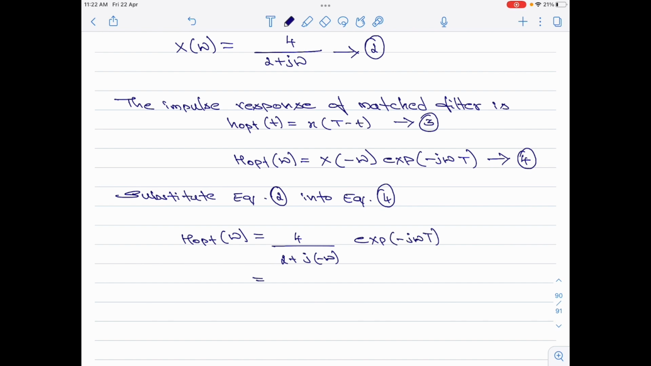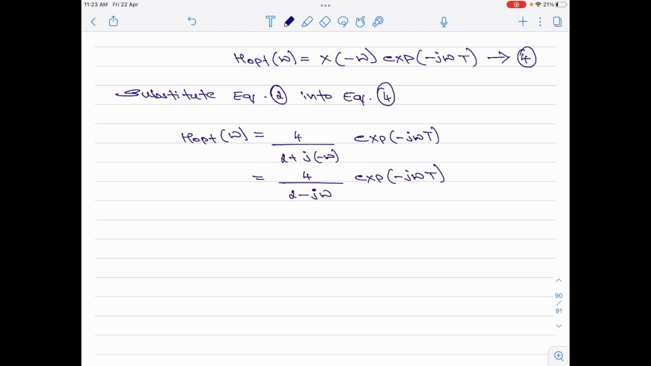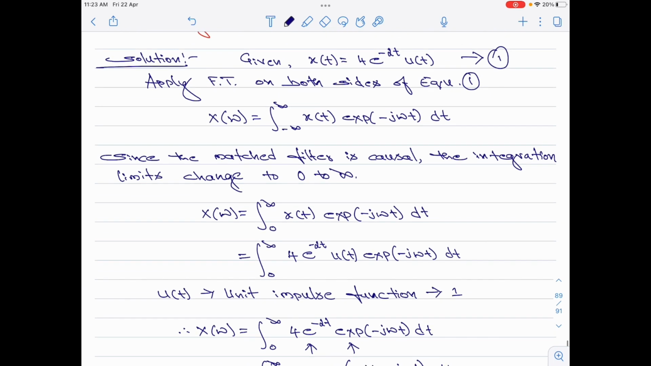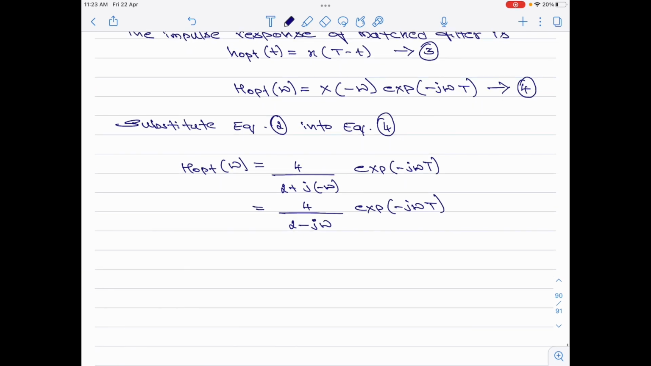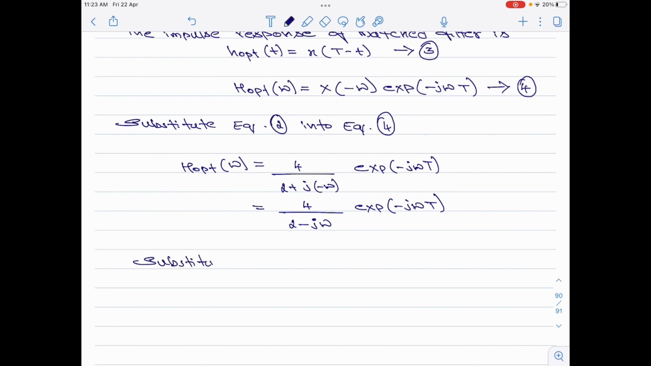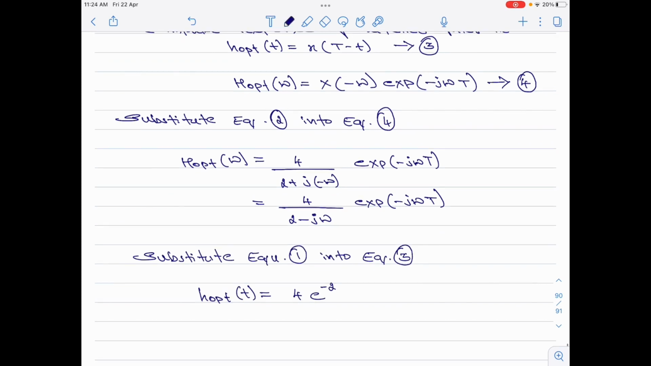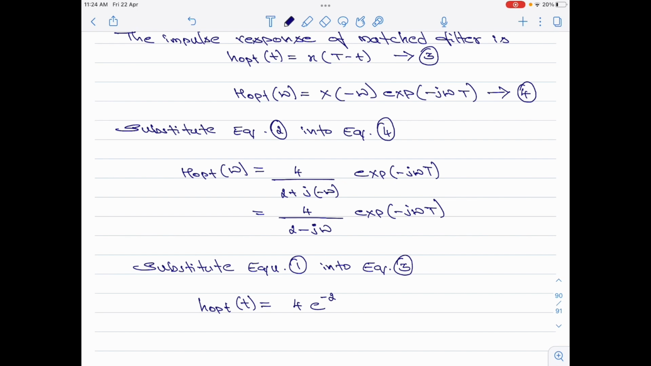So, this would become 4 divided by 2 minus j omega multiplied by exponential of minus j omega capital T. In a very similar fashion, if I substitute equation 1, which is x of t in time domain, into equation 3, which is the impulse response of the matched filter, then I will obtain: now, please note, when I am writing the exponential function, I should now replace t by capital T minus small t. Therefore, here this would become e to the power of minus (small t minus capital T), and this is for the value of t less than or equal to capital T.